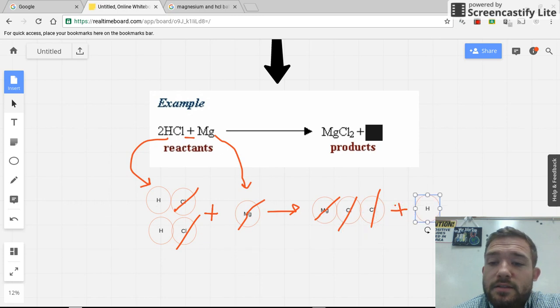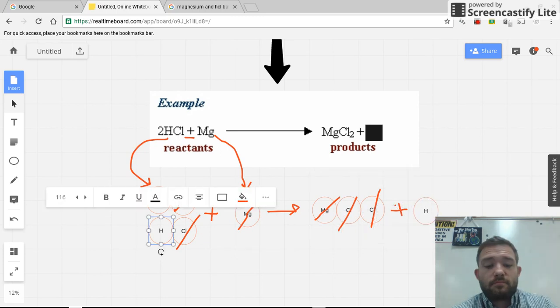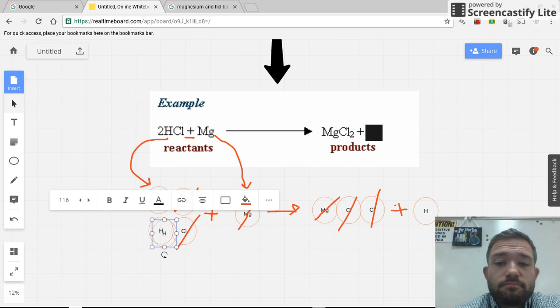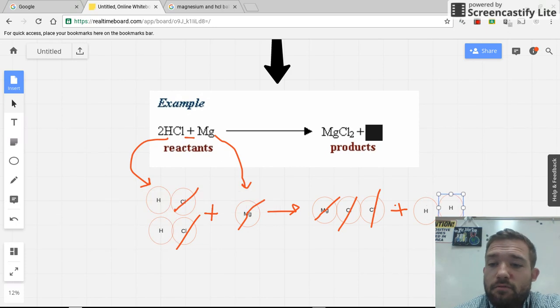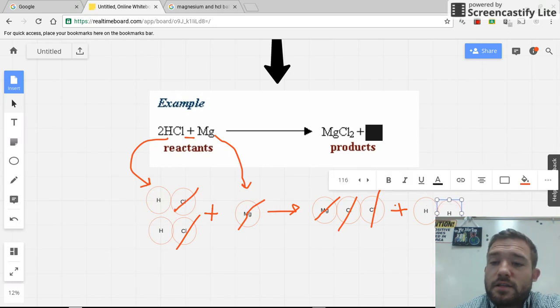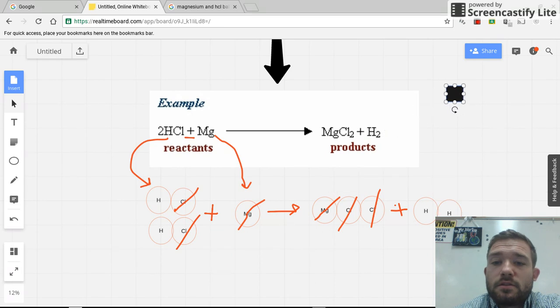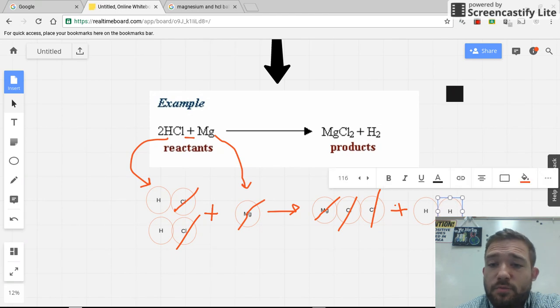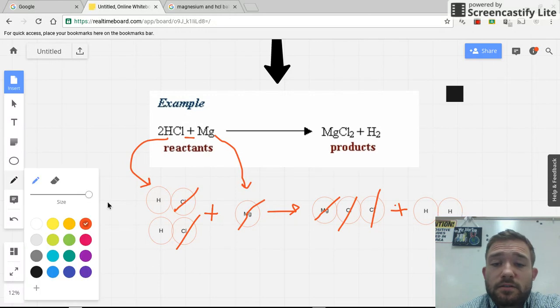The gas escaping out of the top of the test tube accounts for my other 2 hydrogens, H2. And now, if you look at the equation, the reactant side now equals the product side. I've already used my magnesium and my 2 chlorines, and look, also my 2 hydrogens. So I'm going to go ahead and cross them out.